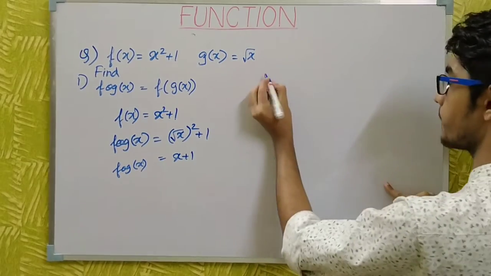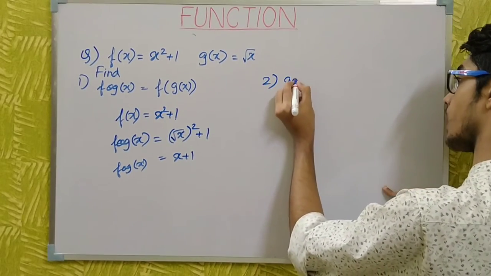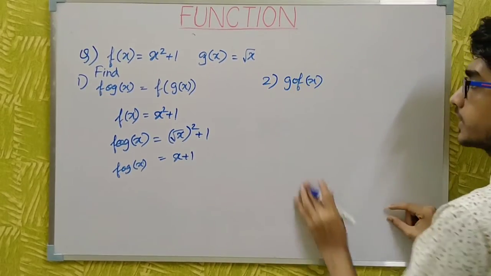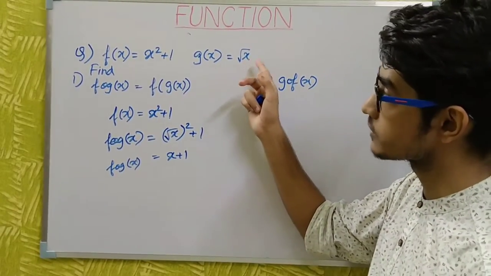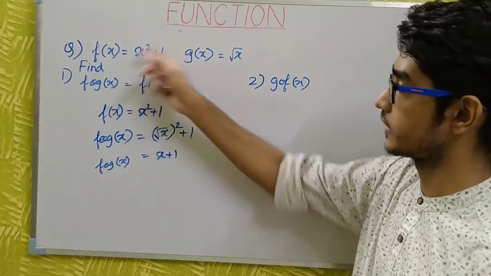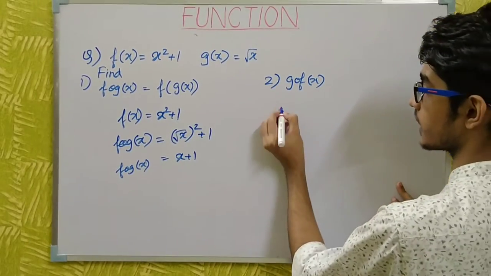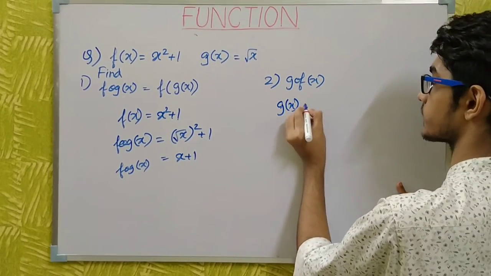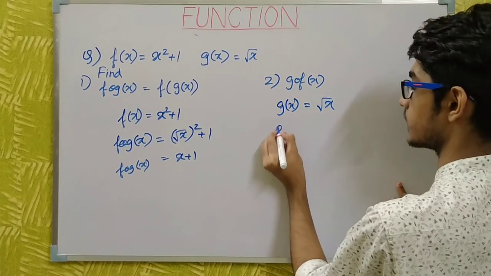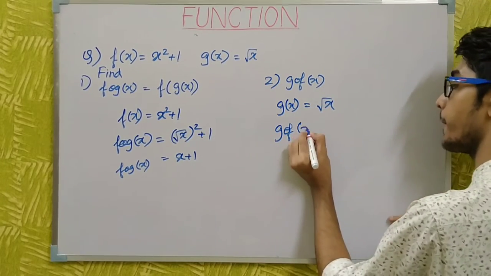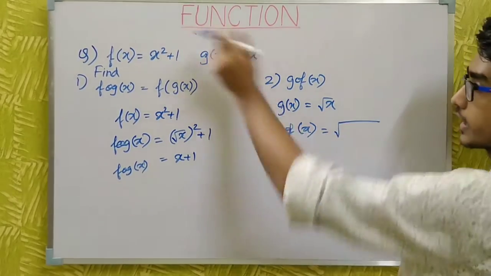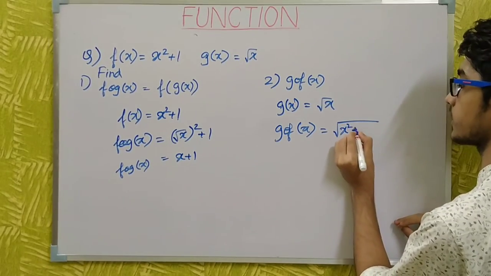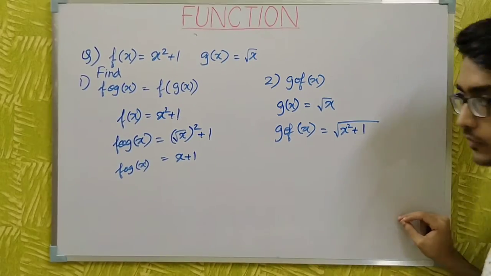Now let's find gof x. Gof x means the function will be gx, but in place of x we will put the function fx. The gx function is root x. Then gof x will be under root, in the place of x we will put that one, under root x square plus 1. This will be gof x.